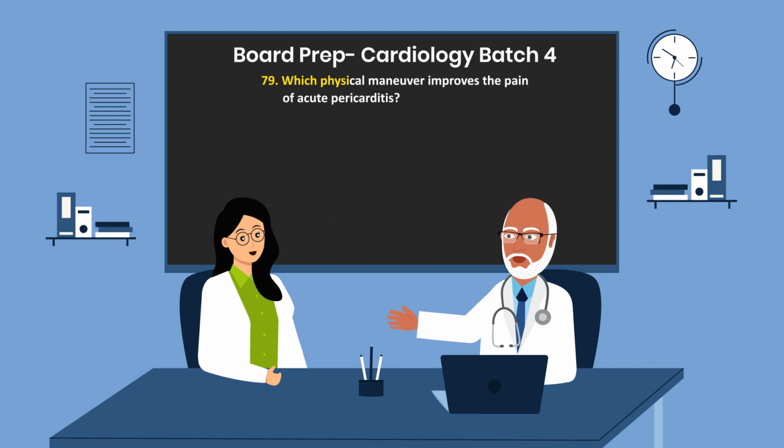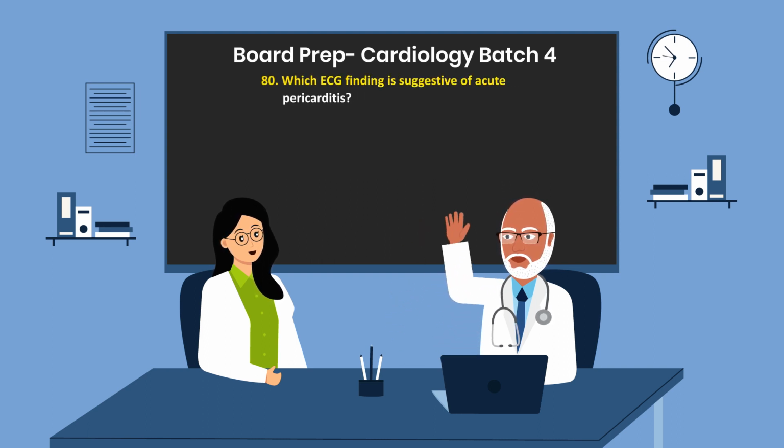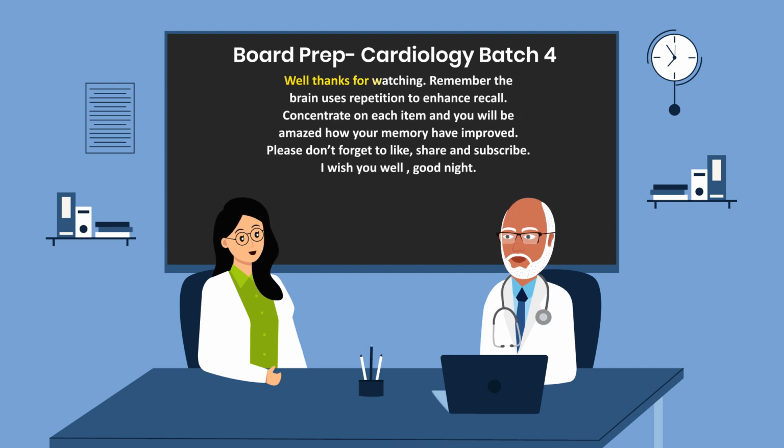Which physical maneuver improves the pain of acute pericarditis? Sitting up and leaning forward. Which ECG finding is suggestive of acute pericarditis? Diffuse PR depression.